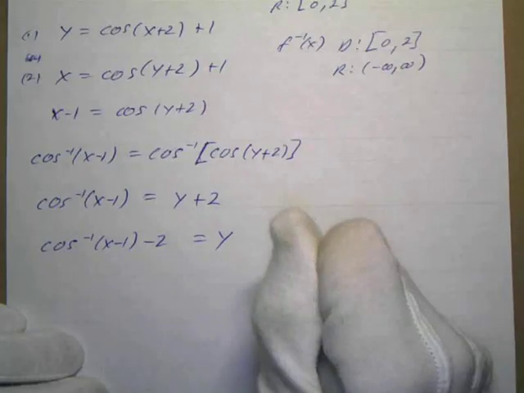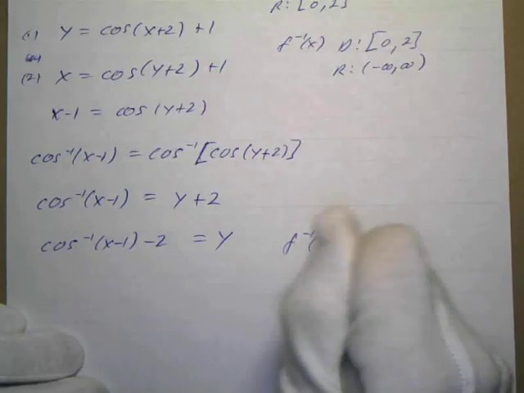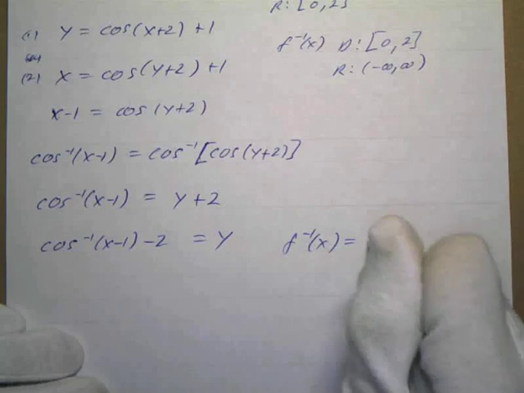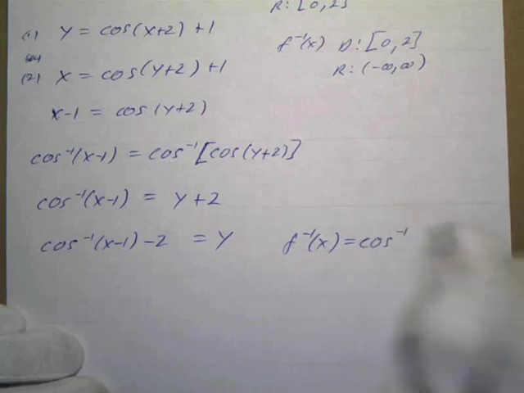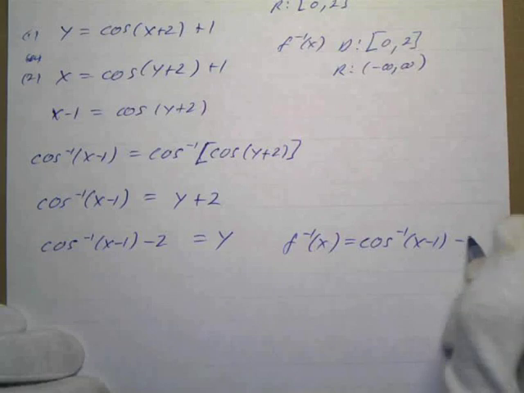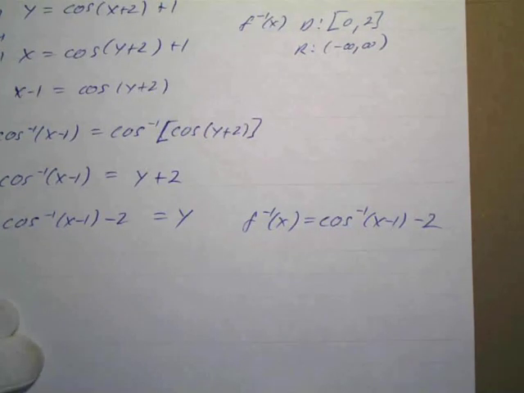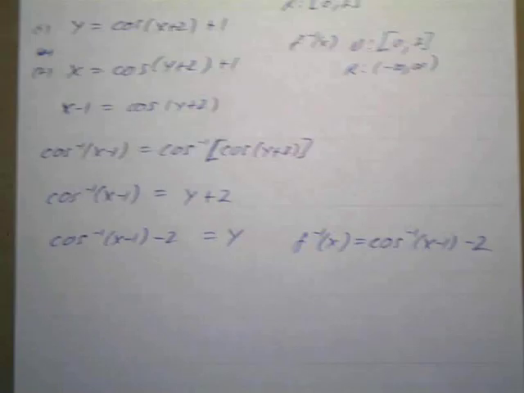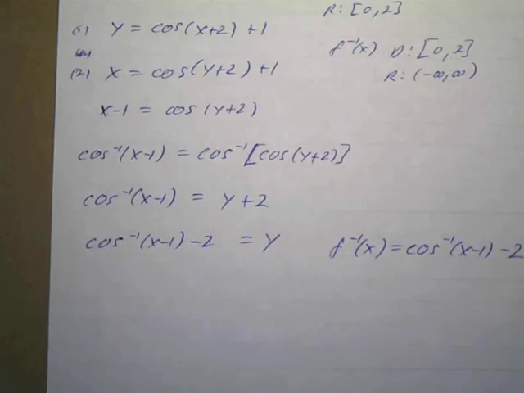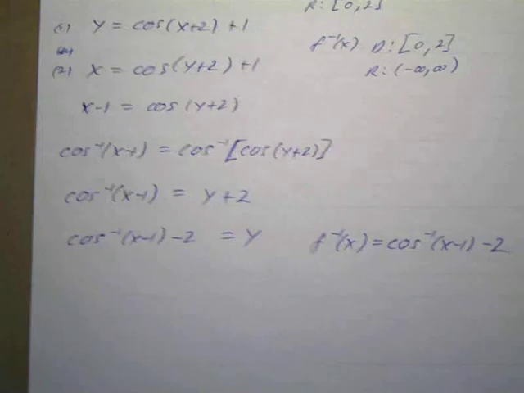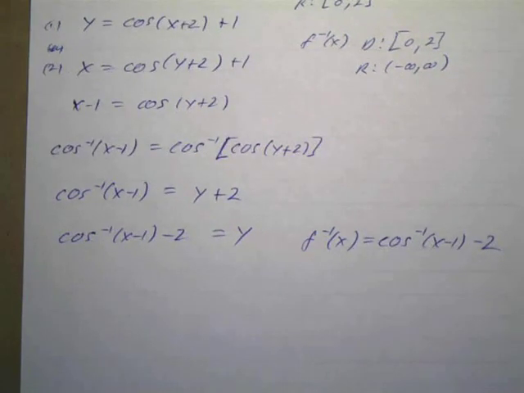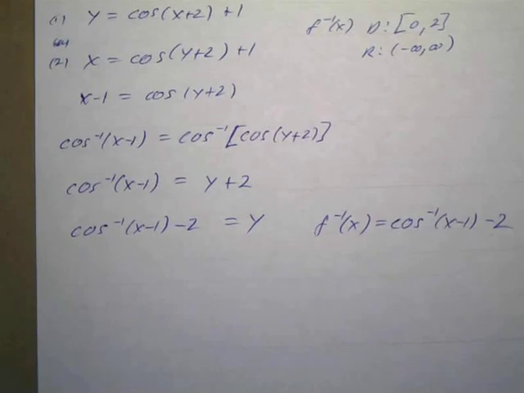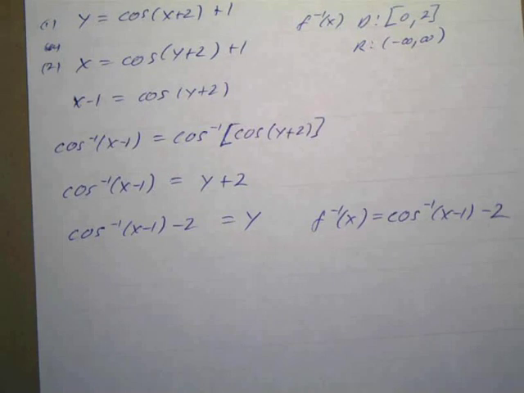So we'll also say f inverse of x equals the inverse cosine, or the angle whose cosine is x minus 1, minus 2. Okay, so it's not too bad. It's relatively straightforward, as long as you just know how to handle the inverse function. Is that okay? All right. And then we have an equation, number 25.